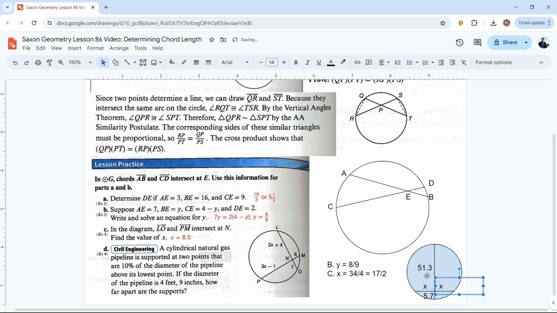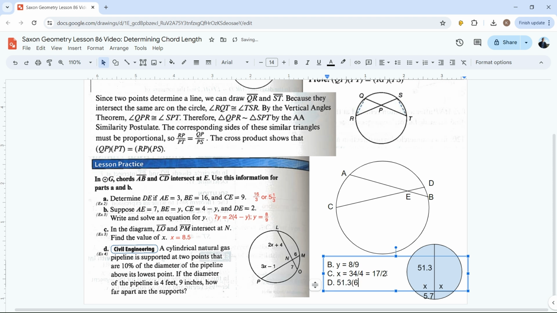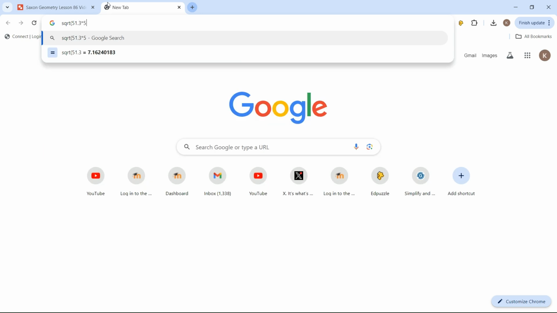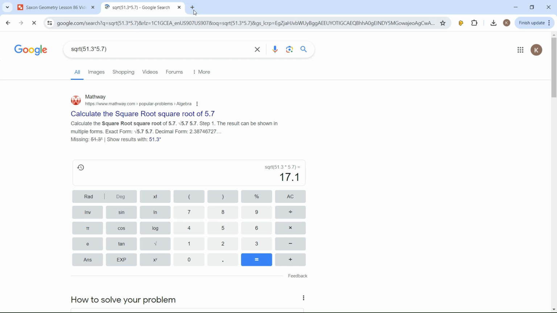So how am I going to set this up? Well, looking at this, I could set this up like all of the other ones so far. It's just going to be 51.3 times 5.7 equals x squared, x times x. So I need to do 51.3 times 5.7 and take the square root. Let's get a calculator and do that. So I need the square root of 51.3 times 5.7. I get 17.1 inches. Now, I could say 17 inches is 1 foot and 5 inches. 1 foot and 5.1 inches.